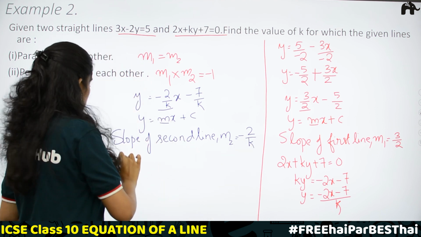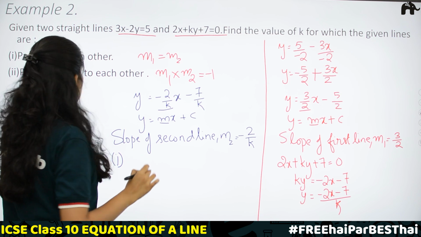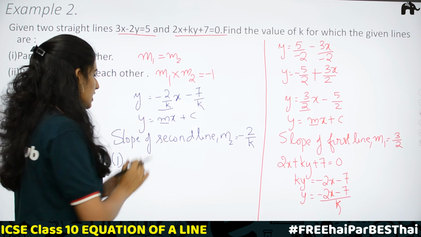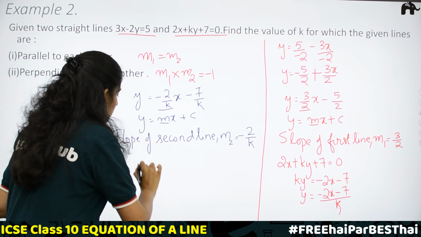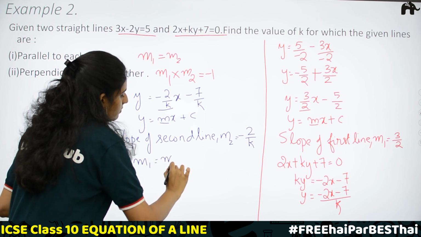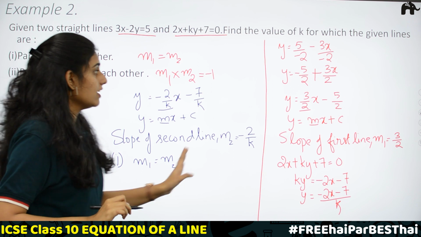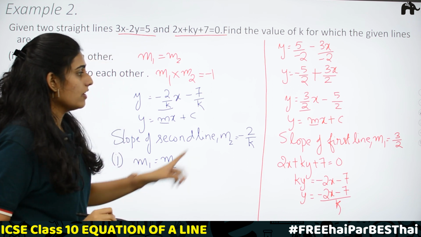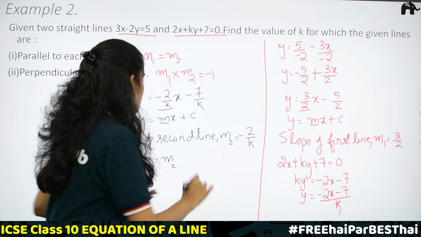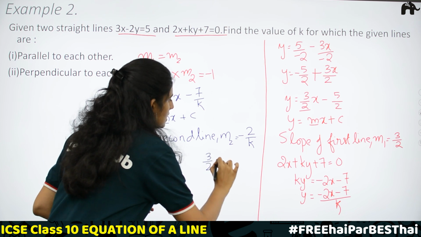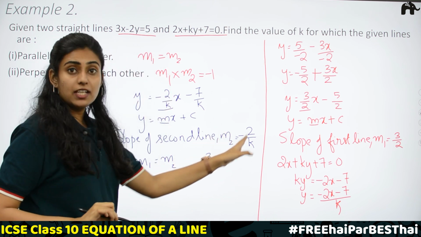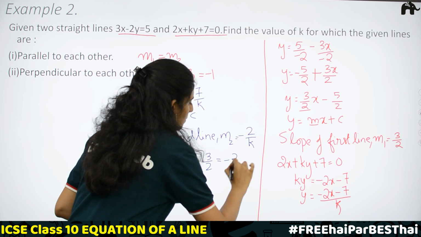Now for the first question, if the lines are parallel to each other, in that case we know m1 will be equal to m2, from which we can determine the value of k. If m1 is equal to m2, what is the value of m1? m1 is 3 by 2. 3 by 2 is equal to, m2 is minus 2 by k.